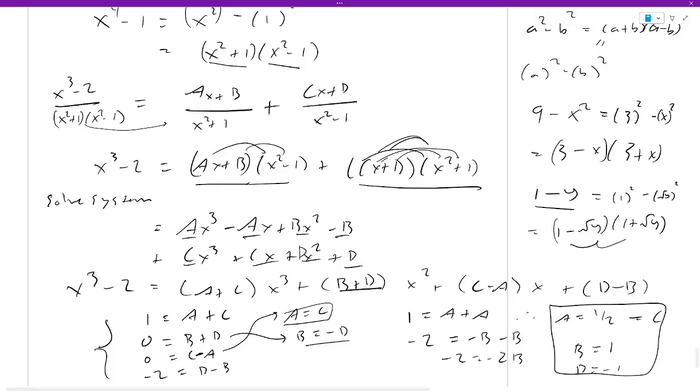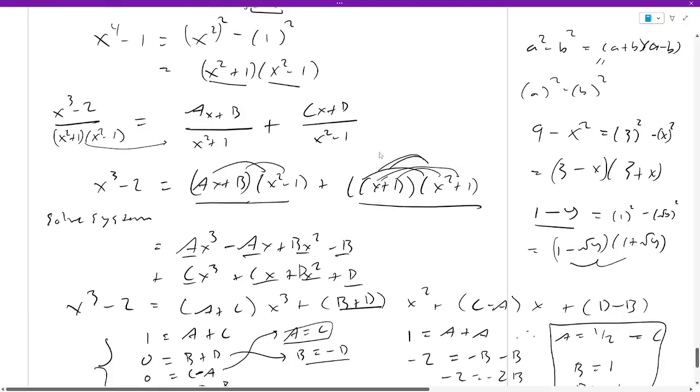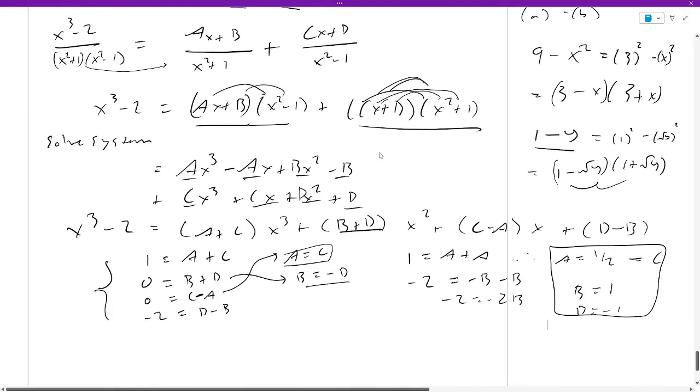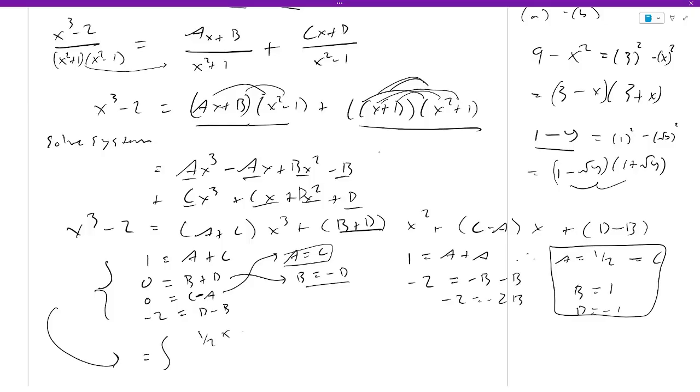It's a little bit tedious, but you can find what those numbers are. We can plug them back into the original, and then that's something we can integrate. So the end result of doing all this is our original integral is the same thing as the integral of ax plus b, so 1/2 x plus 1 over x squared plus 1, dx, plus the second integral, which is cx plus d, so 1/2 x minus 1 over x squared minus 1.